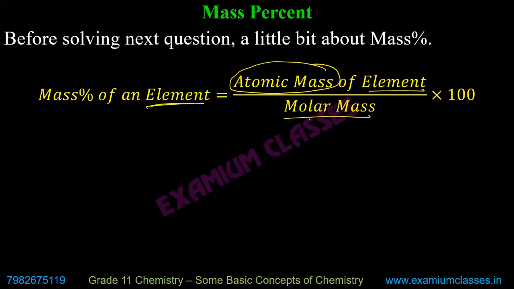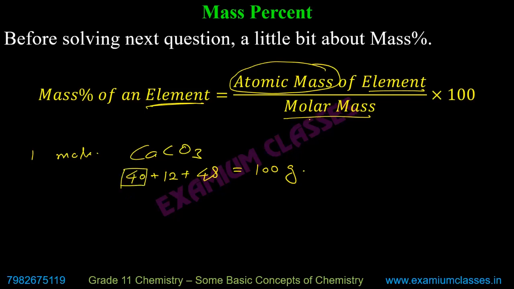For example, you need to calculate the mass percent of calcium in calcium carbonate. Calcium atomic mass is 40, carbon is 12, oxygen 16 threes are 48, total 100. It means in 1 mole there will be 100 grams of calcium carbonate. But out of these 100 grams, how much calcium will be there? Only 40 grams. So mass percent of calcium will be 40 gram calcium divided by total 100 gram calcium carbonate into 100.